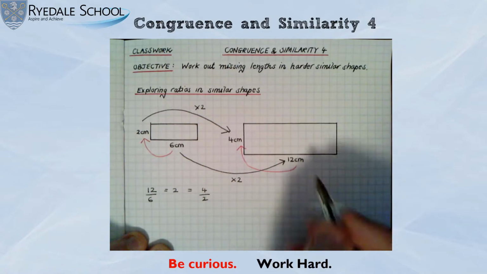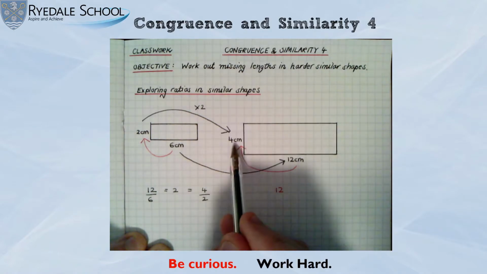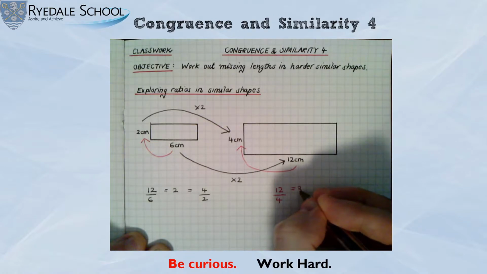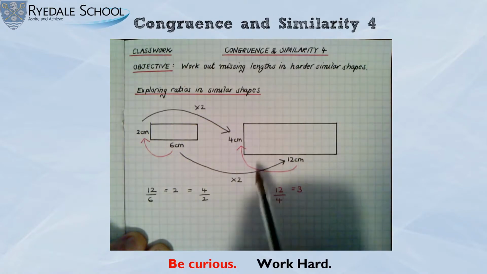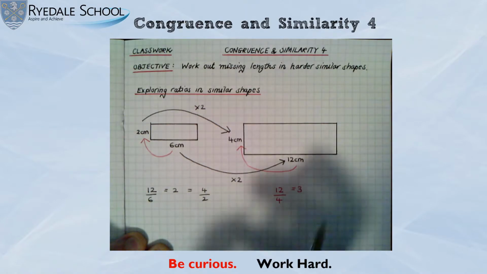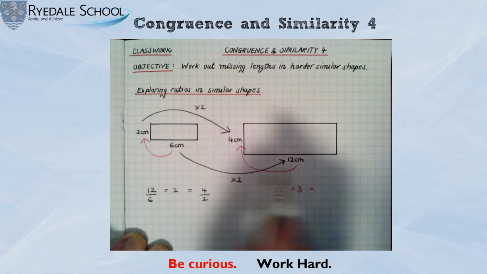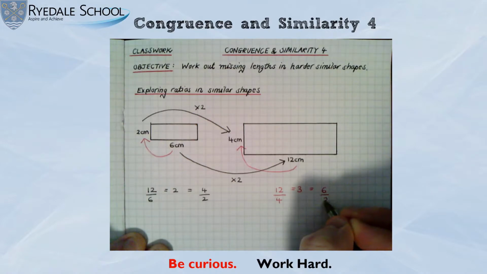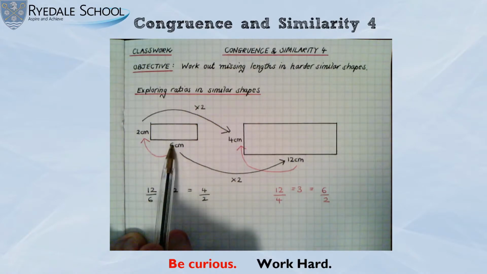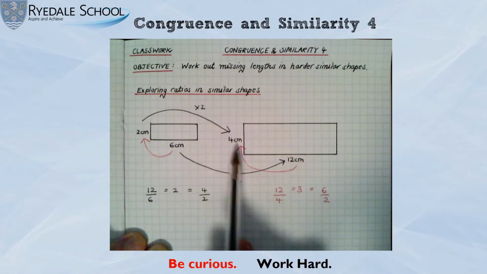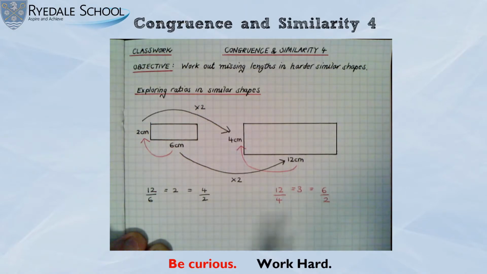If I take this side, 12, and divide it by 4, 12 divided by 4 equals 3. What you might say is, oh yeah, I can see the length is 3 times longer than the width. But if you now look at the similar shape, that also holds true for 6 divided by 2. So not only is there a relationship between the corresponding sides, there is also a relationship between the sides in the shape. And this concept and this idea is going to be really important with how we try and tackle our harder questions today.